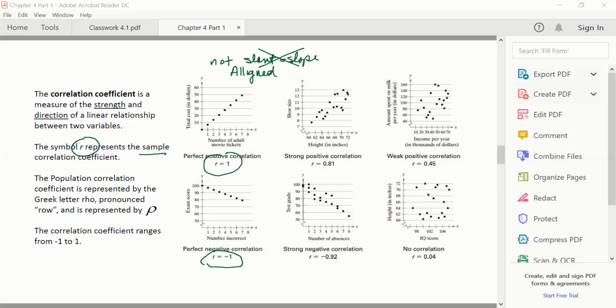Now, we're not going to calculate that correlation on our own. We're going to be using StatCrunch.